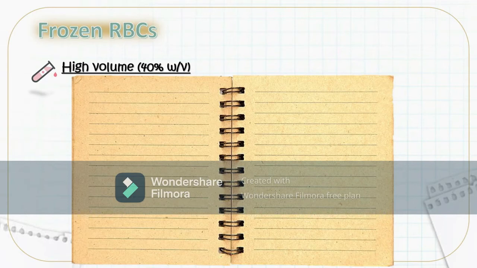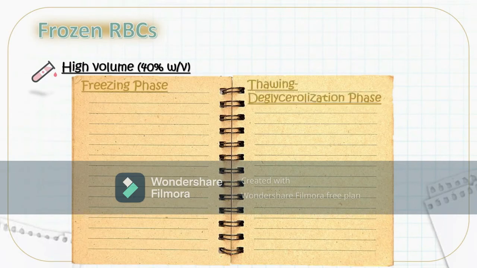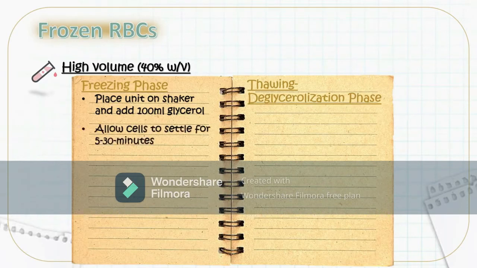This process is actually composed of two phases. We have the freezing phase and we have the thawing deglycerolization phase. Freezing phase, of course, will involve the initial glycerolization of our red blood cells to protect them from the freezing temperature to which they will be stored. So the initial step will include placing the unit on a shaker while we are adding 100 ml of glycerol. Once the addition of glycerol is done, we will be allowing the cells of our packed red blood cell unit to settle for 5 to 30 minutes in order to permit the penetration of glycerol into our red blood cells.